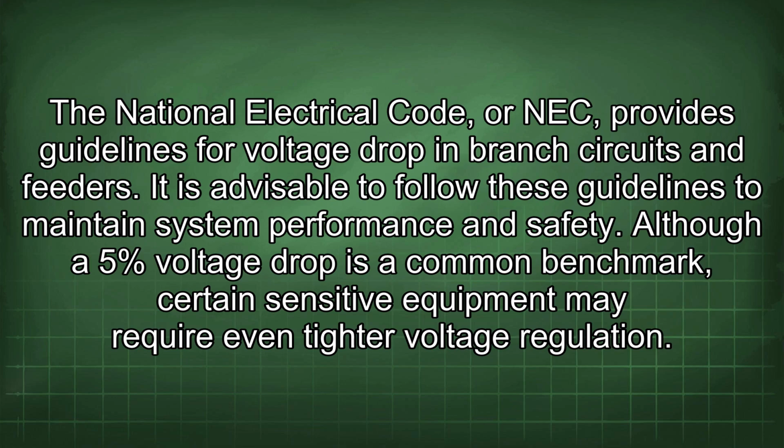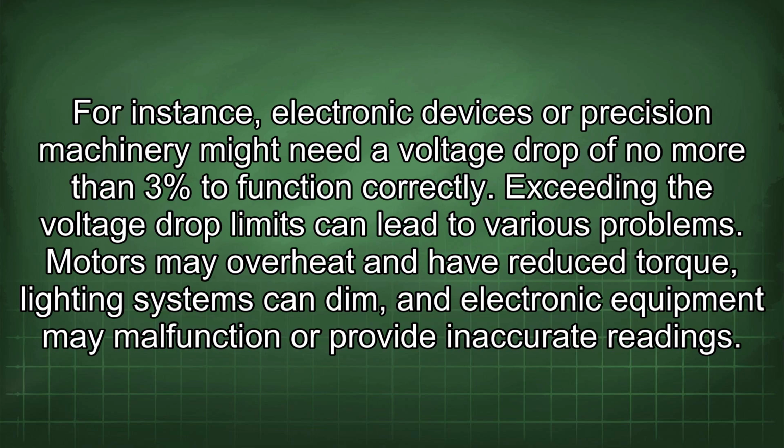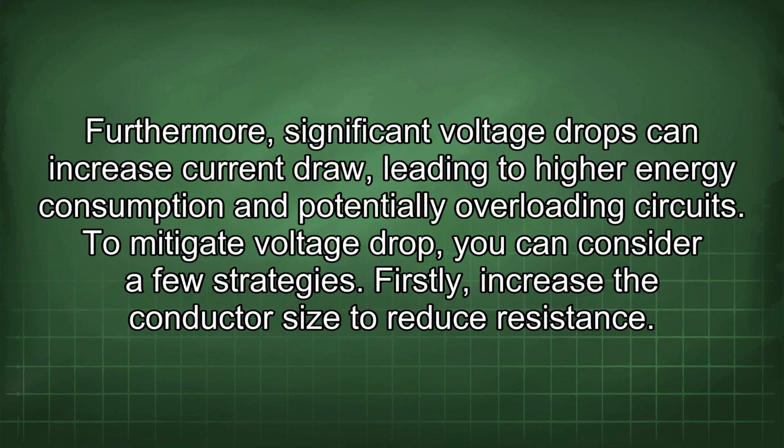Although a 5% voltage drop is a common benchmark, certain sensitive equipment may require even tighter voltage regulation. For instance, electronic devices or precision machinery might need a voltage drop of no more than 3% to function correctly. Exceeding the voltage drop limits can lead to various problems. Motors may overheat and have reduced torque, lighting systems can dim, and electronic equipment may malfunction or provide inaccurate readings. Furthermore, significant voltage drops can increase current draw, leading to higher energy consumption and potentially overloading circuits.